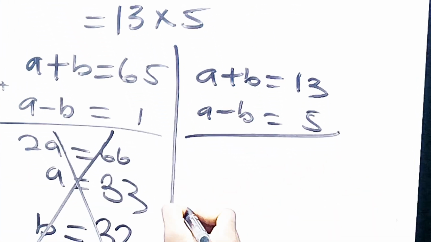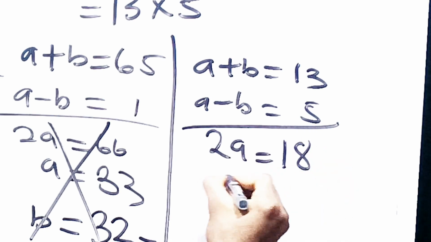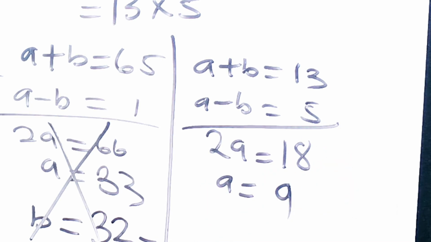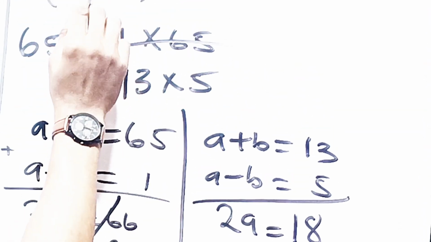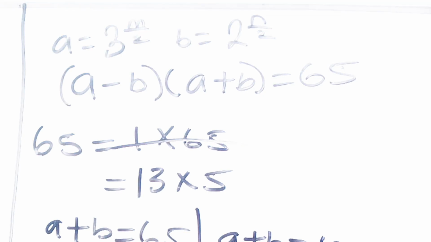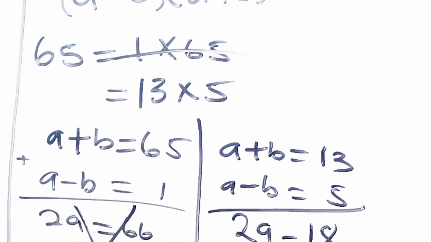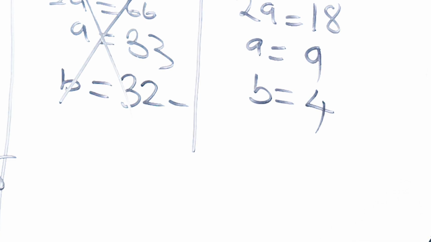Adding these two equations up again, we have 2A equal to 18, hence A is equal to 9. If A is equal to 9, it means that B will be equal to what? 4. 9 can be expressed as an index of 3, and 4 can be expressed as an index of 2. Beautiful. And because we now have this, we can go ahead and solve for m and n, which is what you're required to get in this question.